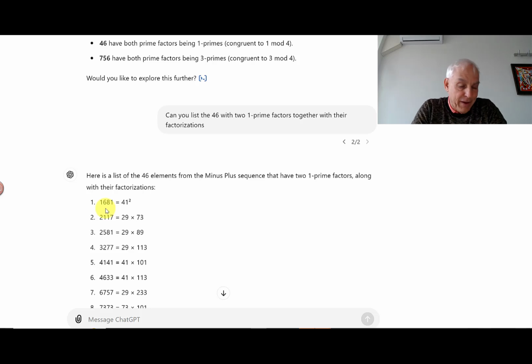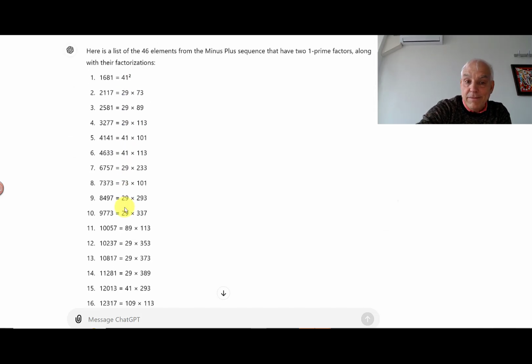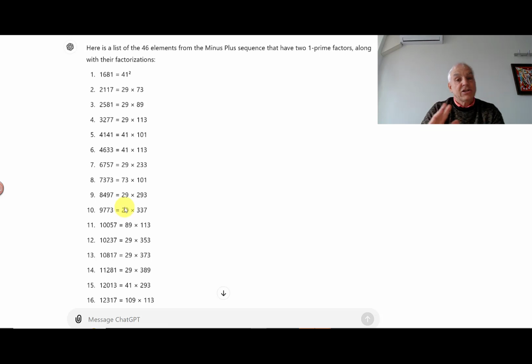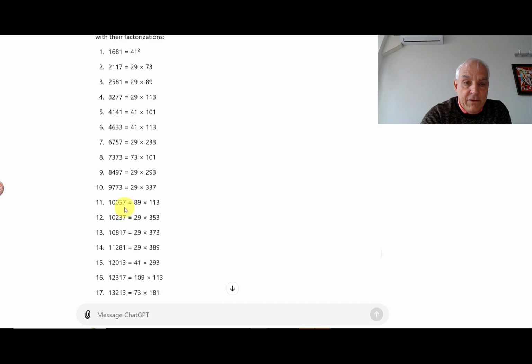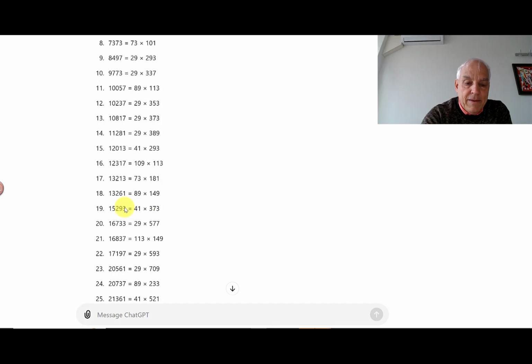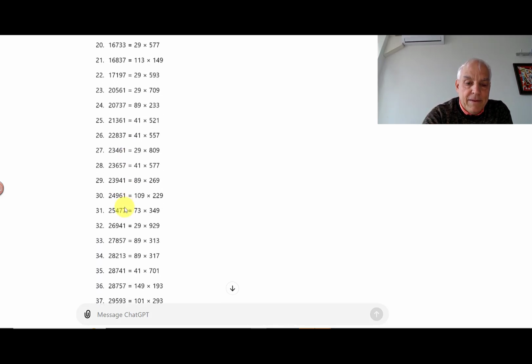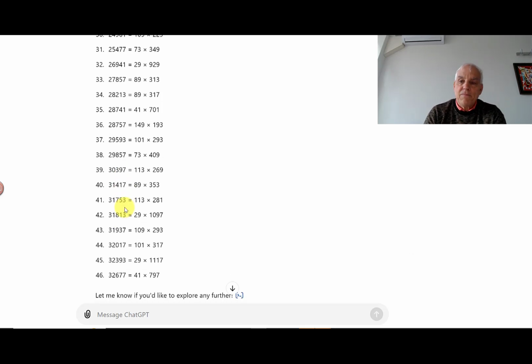So initially I said, well, maybe that's always the case, okay? But it's not always the case. There are some cases where we have 2 1 prime factors, but not relatively that many of them, at least not in this range. Okay, so here are the values. So that's sort of interesting to me.